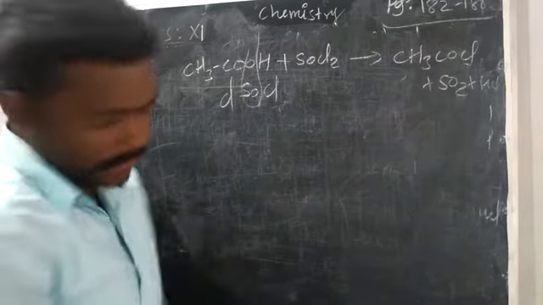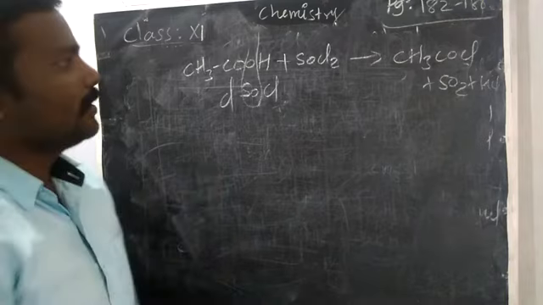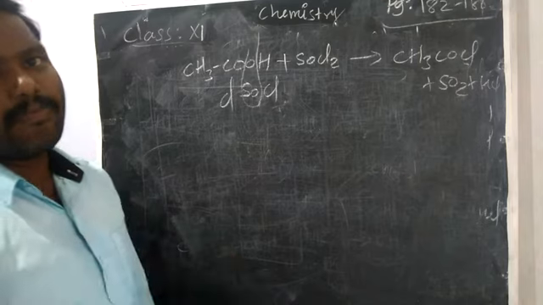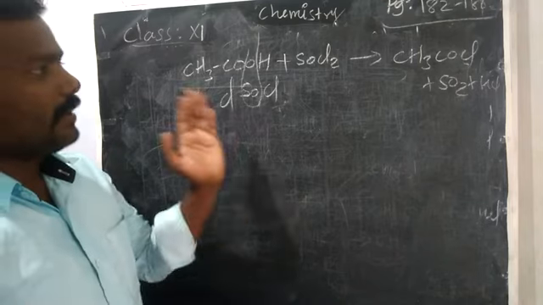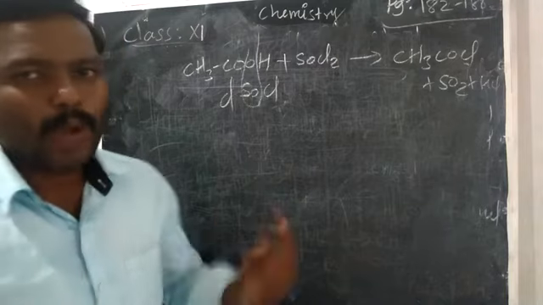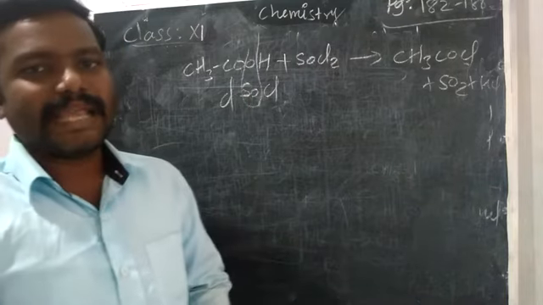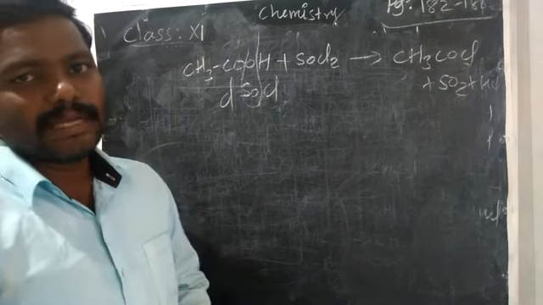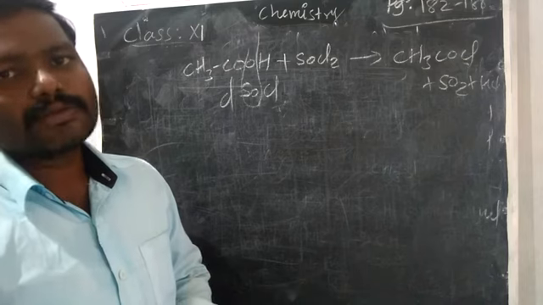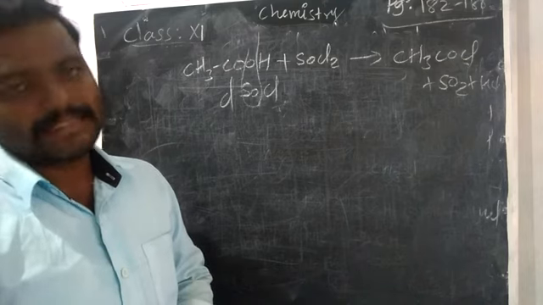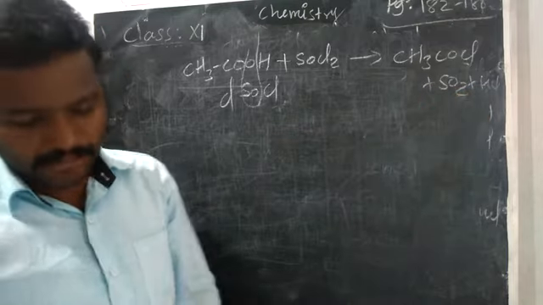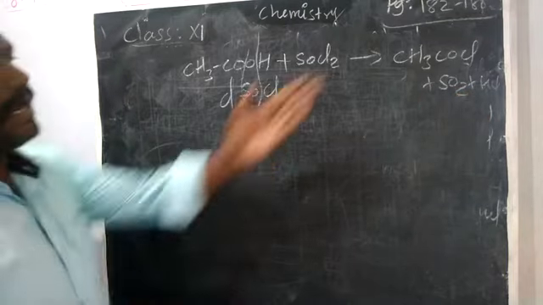Another preparation we can use is by treating acid anhydride with HCl. Likewise, we can have many preparations. As per the book, we have given only this preparation. Now, only one physical property of acetyl chloride is given. That is, if you treat it with water vapor, it produces hydrogen chloride gas. HCl gas will come out.